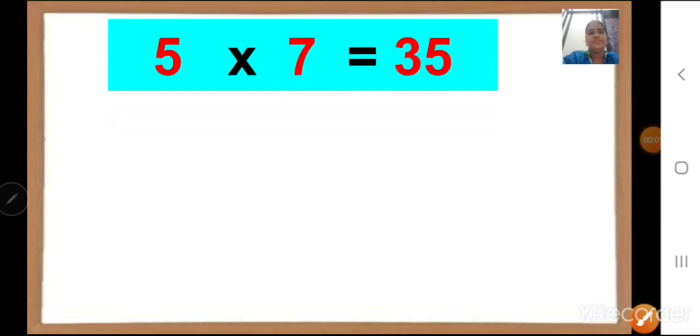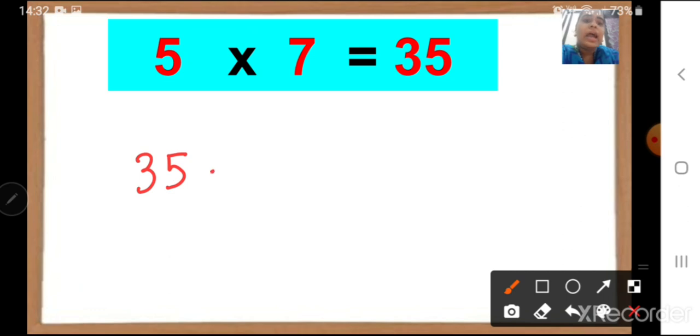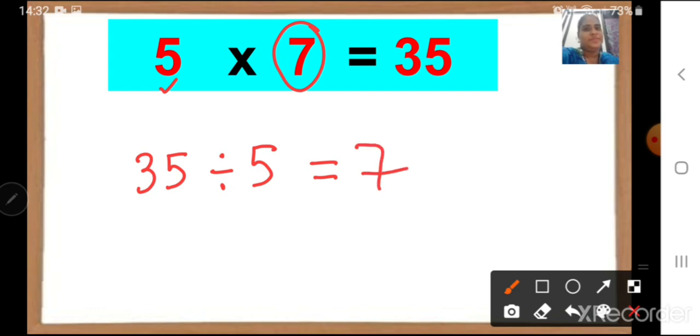Then let us try to find the division facts of the given multiplication facts. Now see this example. 5 into 7 is equal to 35, right? 5 sevens is 35. If I want to find the division fact, how will I find? First I have to write 35, and then I have to divide it with one of the factors of multiplication. So let me first take number 5. So I have taken 5 here, is equal to, so what will be my answer? It will be the other factor, which is number 7.